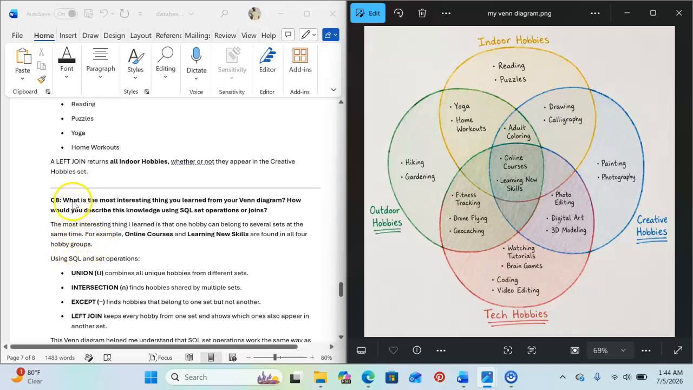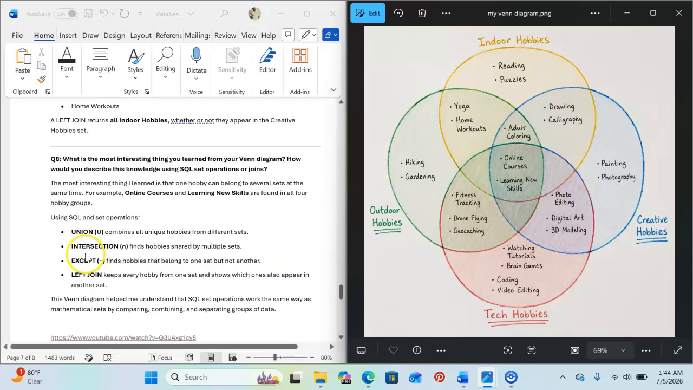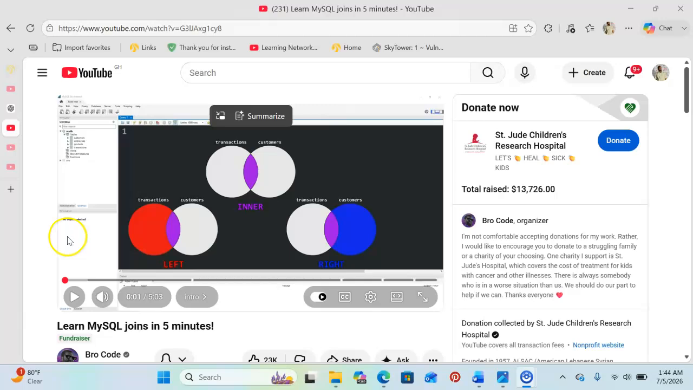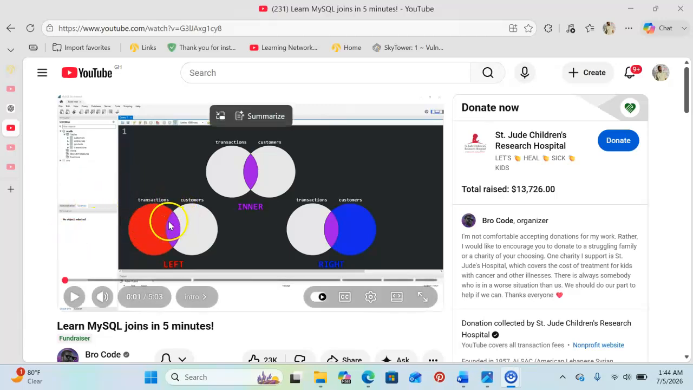And our last question is, what is the most interesting thing you learned from your Venn diagram? The most interesting thing I learned is that one hobby can belong to several sets at the same time. For example, online courses and learning new skills are found in all hobby groups using SQL set operations like union, intersection, and except. From here we will go to some resources that also talk about union set operation.